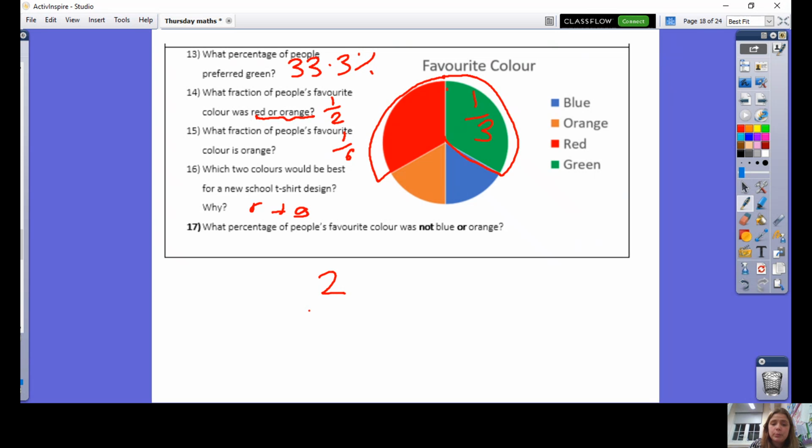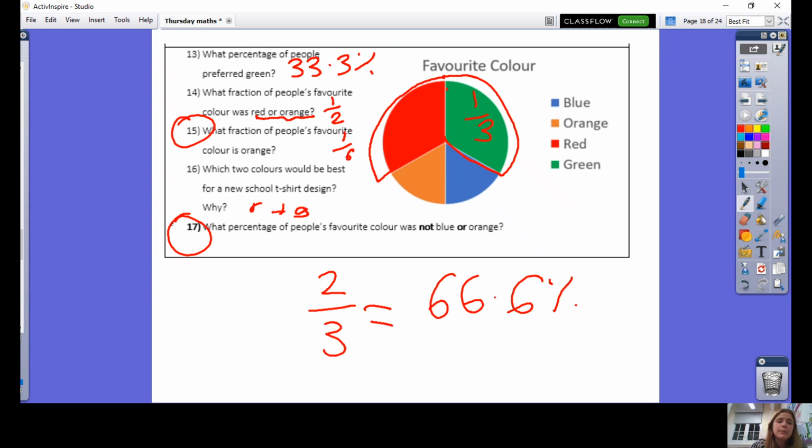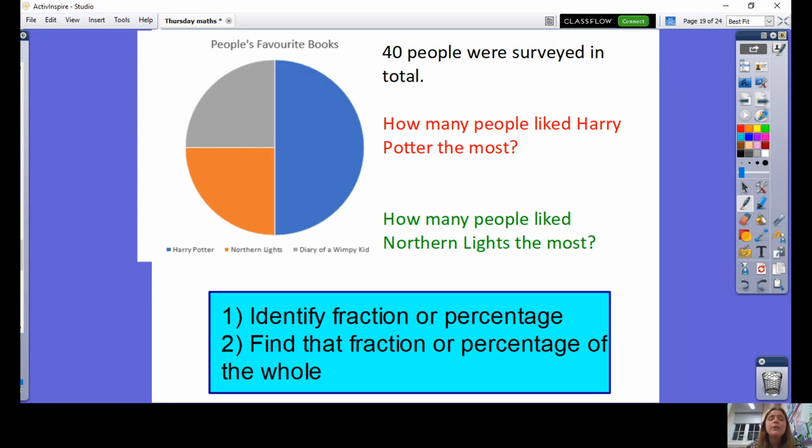2/3 of people preferred not red or green, and as a percent, that's 66.6%. I know question 15 and 17 were a bit trickier, so don't worry if you found them hard. We're going to continue learning now, and what we're doing now is going to have 2 steps to our problem.